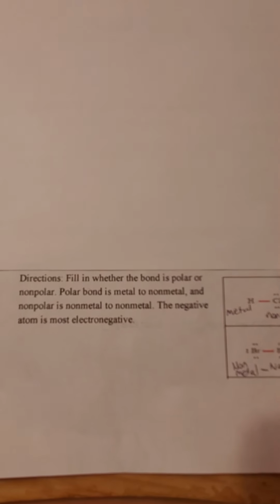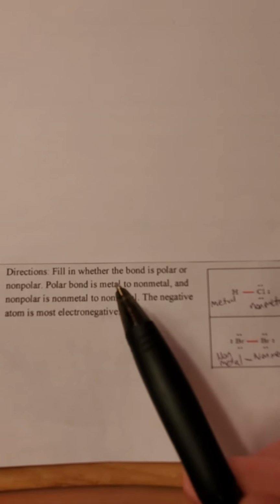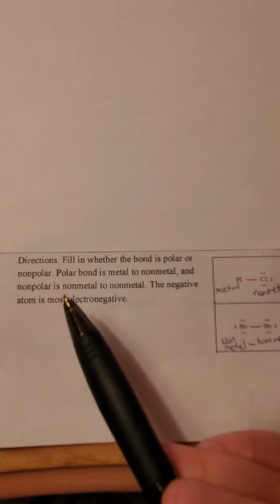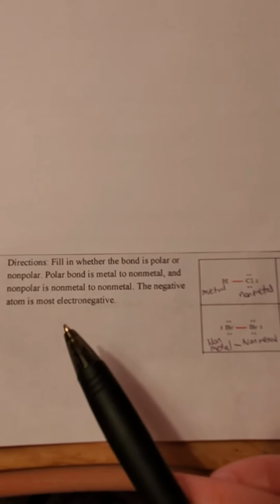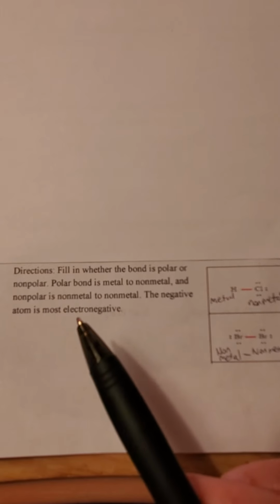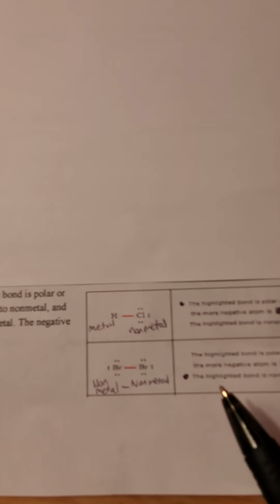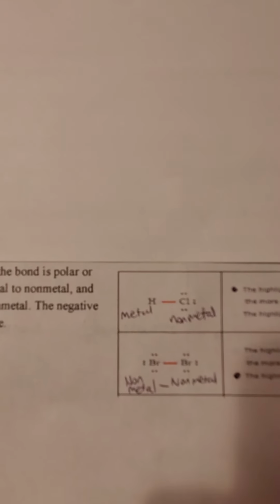Now we're looking at the last set, which is talking about polar bonds. So to determine if it's a polar bond, it's metal to nonmetal, and nonpolar is nonmetal to nonmetal. And the negative atom is just determining the most electronegative, as we determined from the prior set of problems. So for this guy, we're given an H and a Cl, and then a Br and a Br. So for this guy, it's metal, nonmetal.